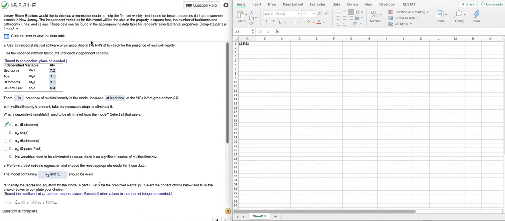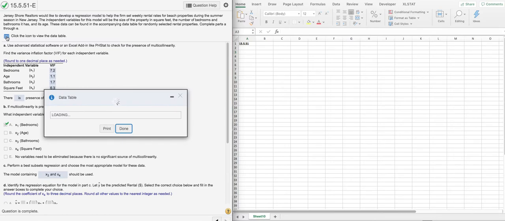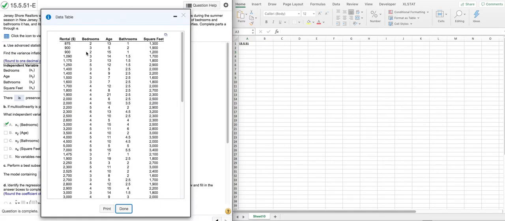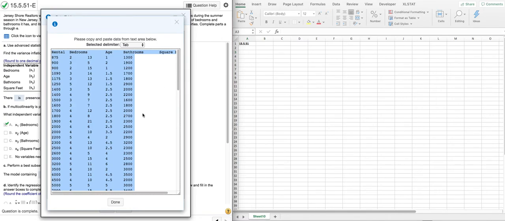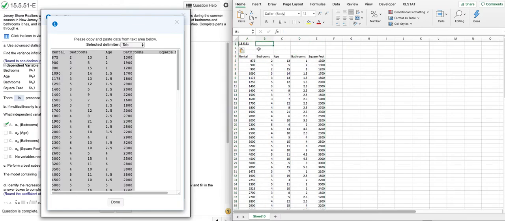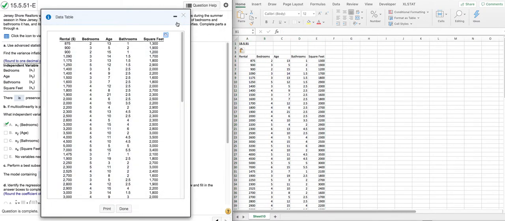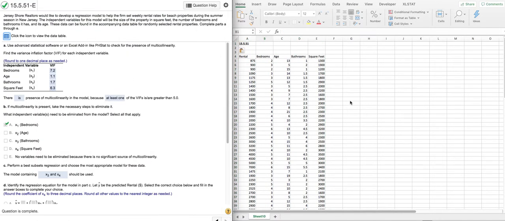So it sounds like we've got 4 independent variables. The data is included in this table here. So I'm going to go ahead and copy to the clipboard, and let's place it into an Excel sheet here. Okay, so rental rate, that's our dependent variable, and then we have 4 independent variables here.